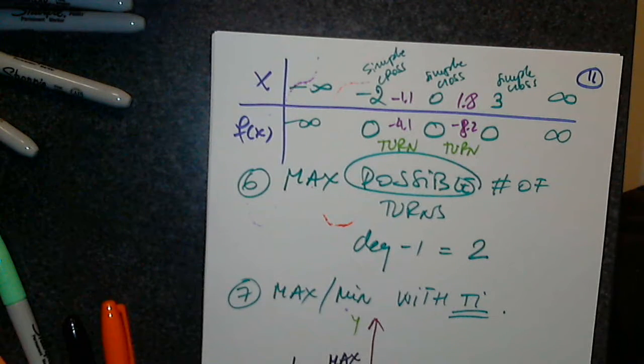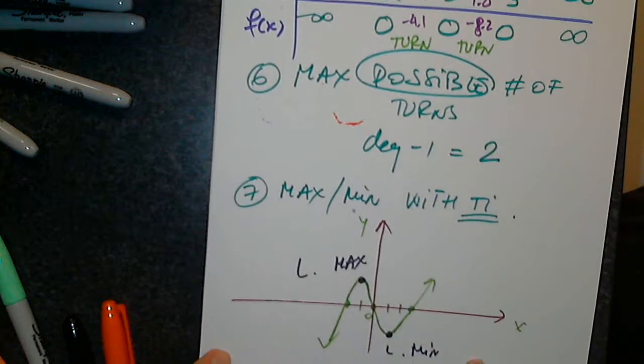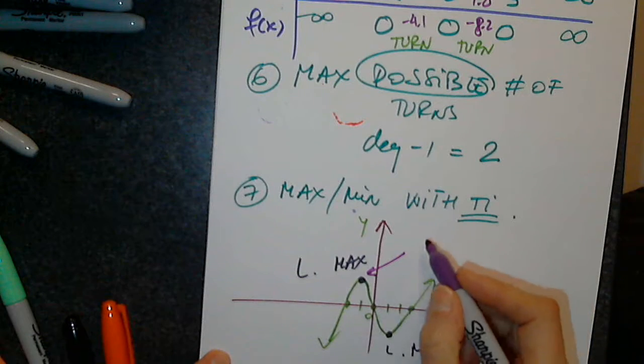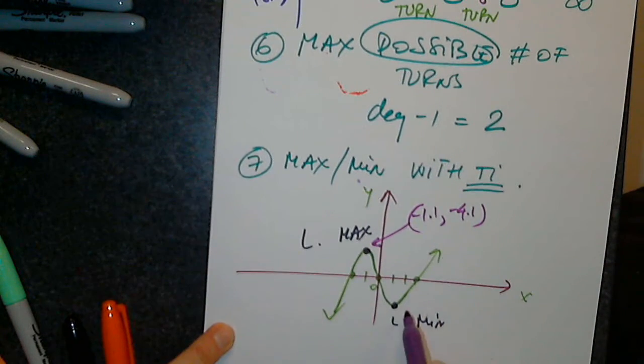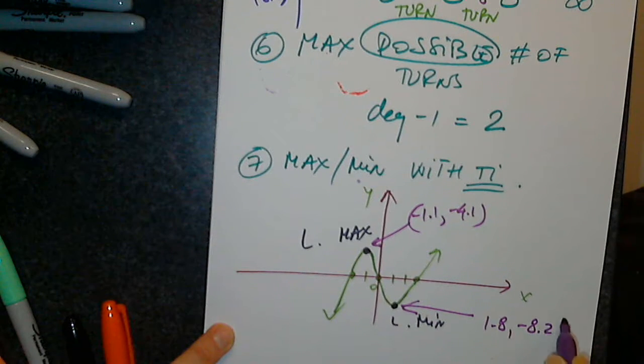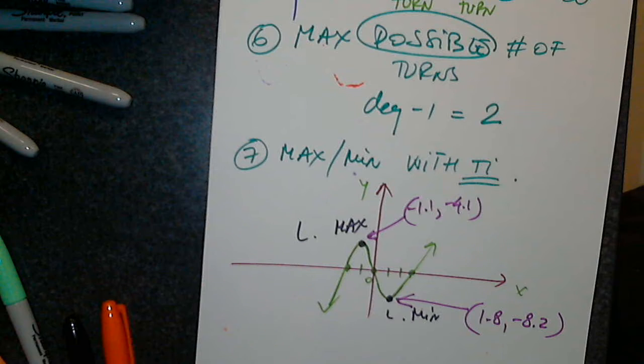So now I know absolutely everything about this function. I know this as being negative 1.1, negative 4.1. And I know this as being 1.8, negative 8.2. In the next class, we are going to be able to determine this by hand.